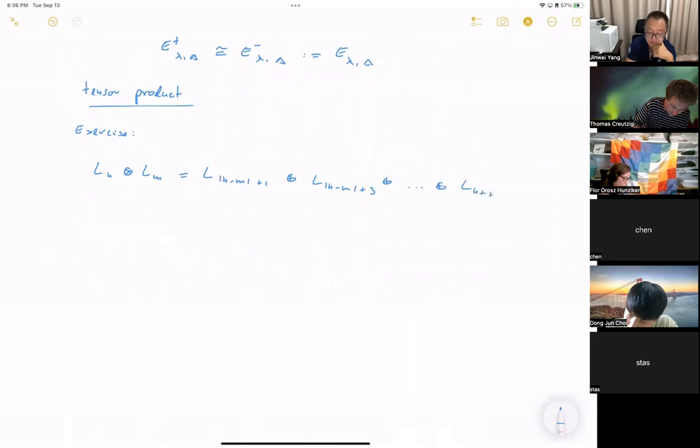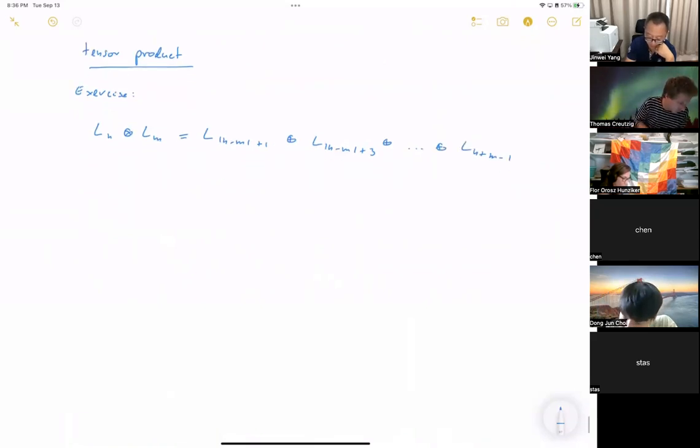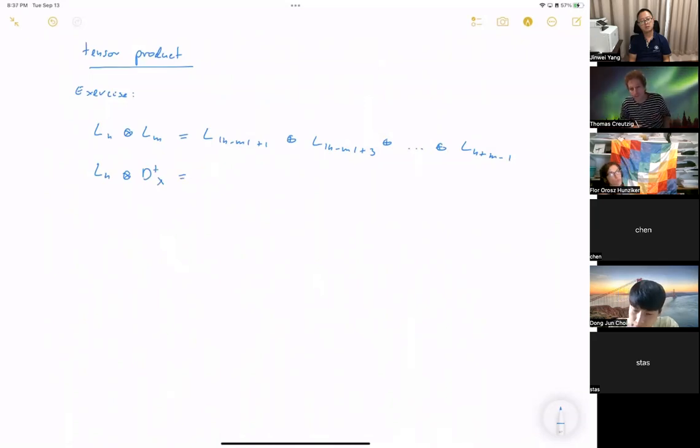Anyway, here the label goes up in steps by two, and it's a sum of a bunch of finite dimensional ones. What happens if I take the tensor product of a finite dimensional with a highest weight module? Well, you first look at surely the tensor product of the highest weight vectors is again a highest weight vector, and its highest weight is the sum of the highest weight labels. And then if you think about it, that must generate a highest weight module.